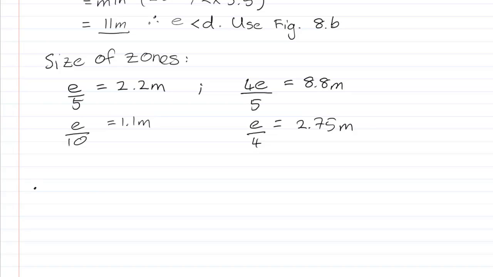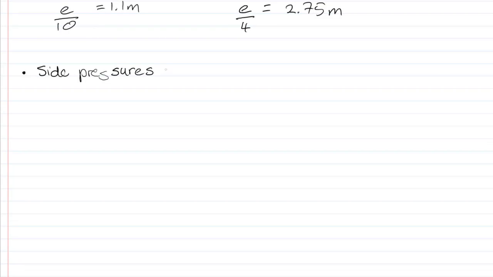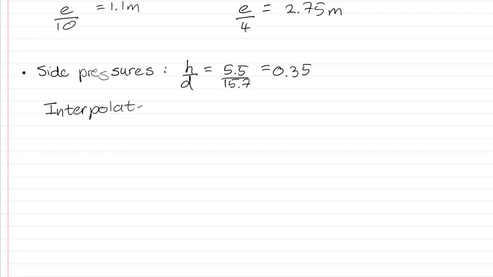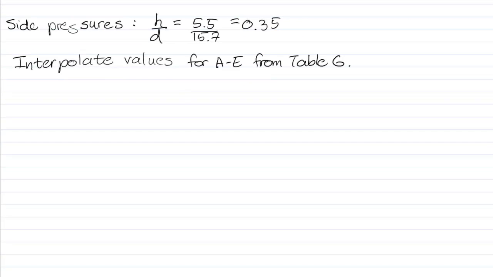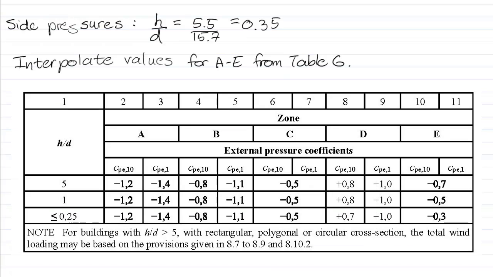So now we need our side pressures. Here we first have to have a height to depth calculation, and this gives us an idea of where in the table we go to pull out our values. We get a value of 0.35, which means we are between two different values on the table, so we interpolate values. Now the next important thing to see is that we're going to fill in all these values on a table just now, the CPE coefficient, so we're working with external pressure coefficients.